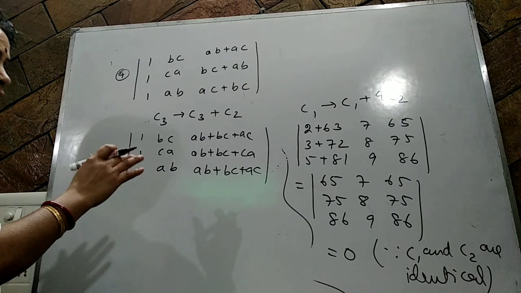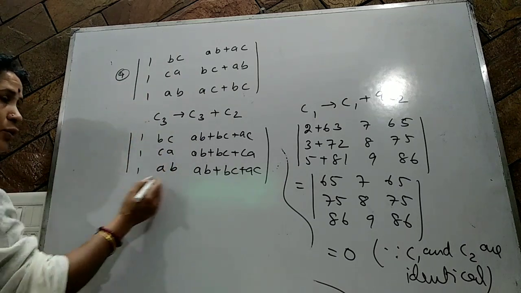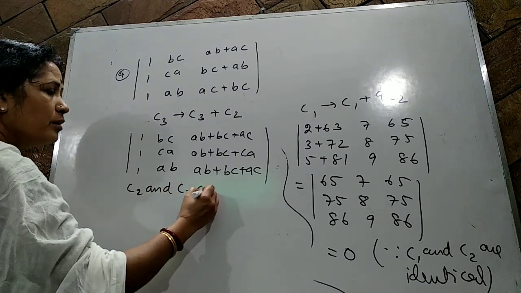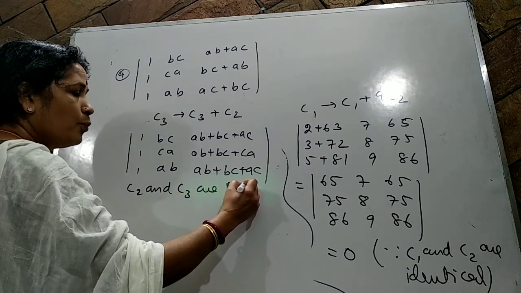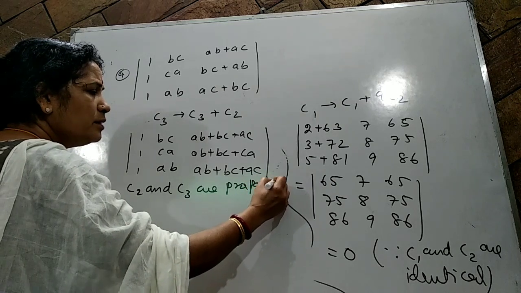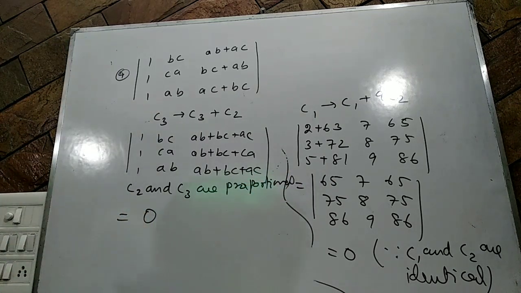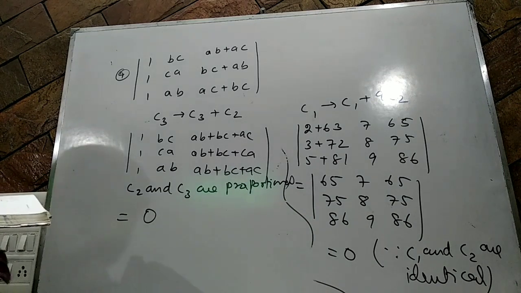Otherwise you can write, let me completely explain to you. If you take out here, C2 and C3 are proportional. You can say this reason. Therefore the value of determinant is 0. Okay, fine. No doubt. Then I will take question number 5.